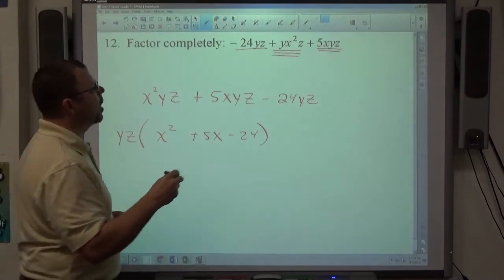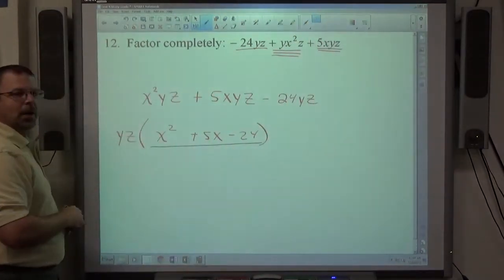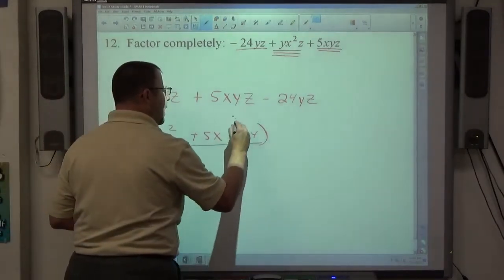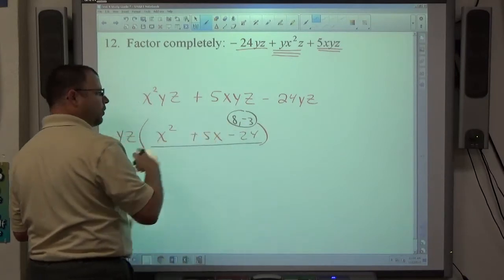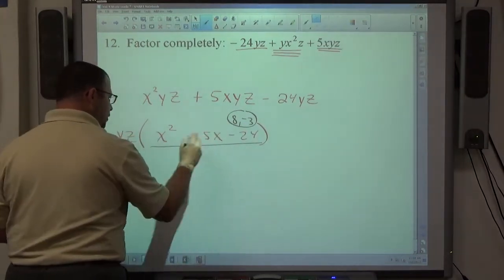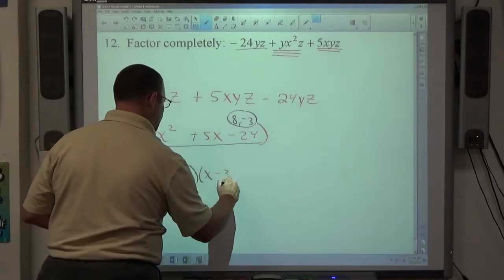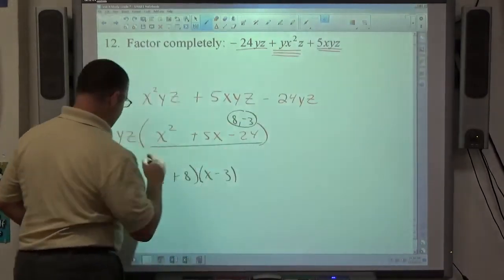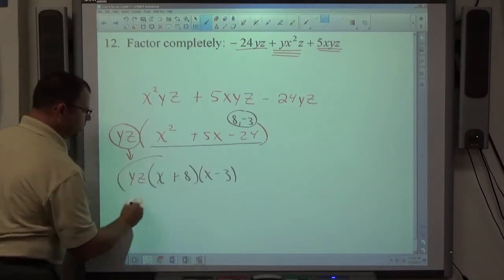And just like the last problem, this is a quadratic trinomial. We have to expect that's going to factor again. 8 and negative 3 multiply to make a negative 24. 8 and negative 3 add to make a positive 5. So this black underline factors to x plus 8 times x minus 3. And this y and z common factor is part of the answer. It's going to go out in front.